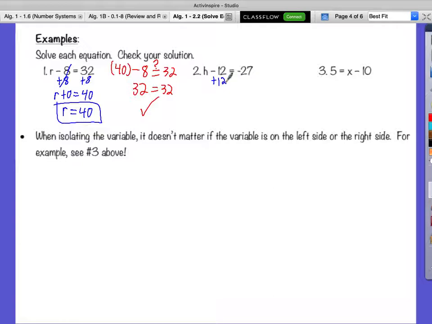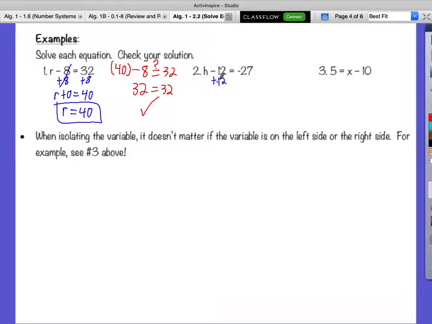Now, hey, wait. Here we chose 8. Why are we choosing 12 here? Because it's in front of the equal sign. Because that's the number that we're subtracting by. Thank you so much, Mrs. Morgan. That's the number we're subtracting by.